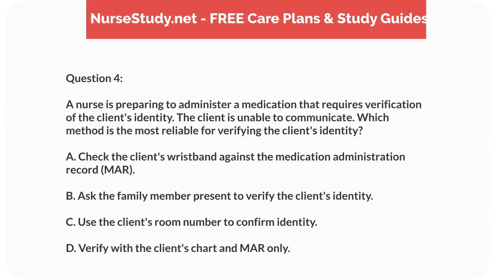Question 4. A nurse is preparing to administer a medication that requires verification of the client's identity. The client is unable to communicate. Which method is the most reliable for verifying the client's identity? A. Check the client's wristband against the medication administration record, MAR. B. Ask the family member present to verify the client's identity. C. Use the client's room number to confirm identity. D. Verify with the client's chart and MAR only.